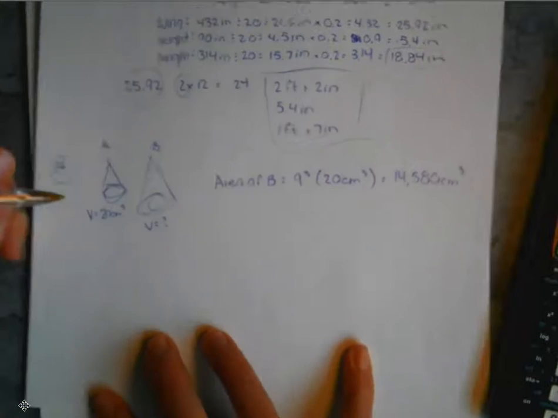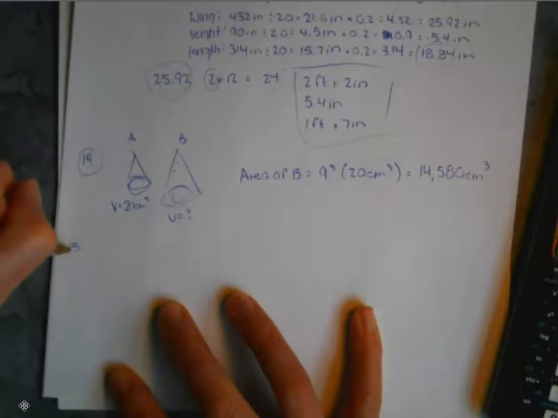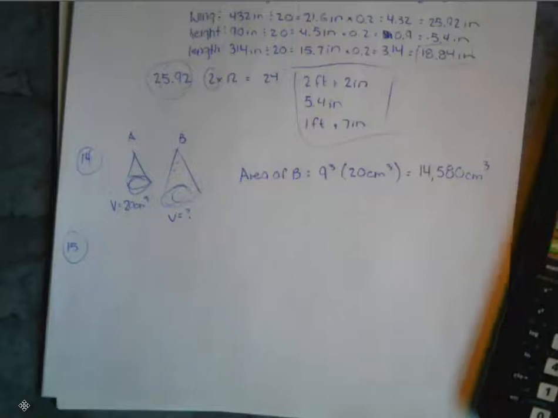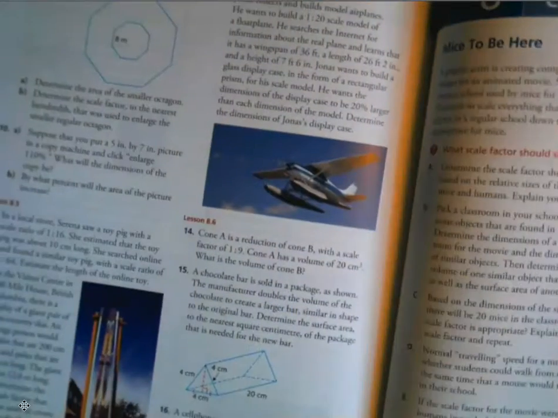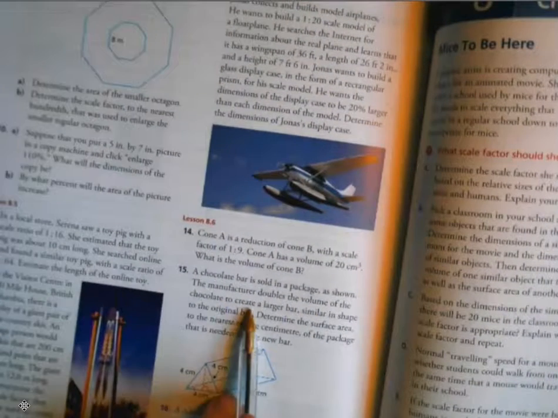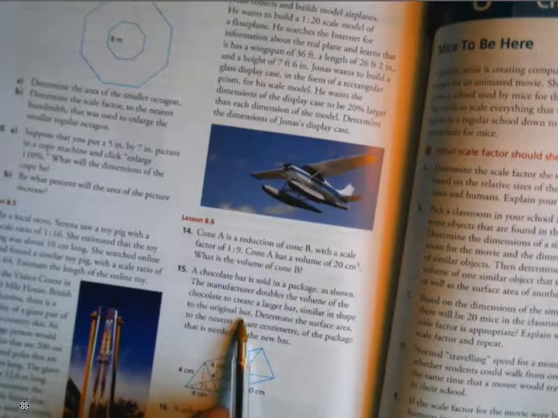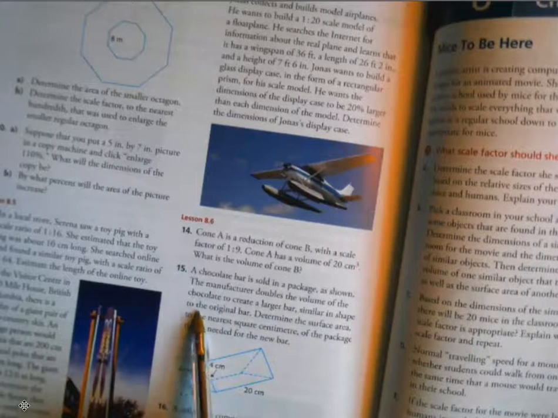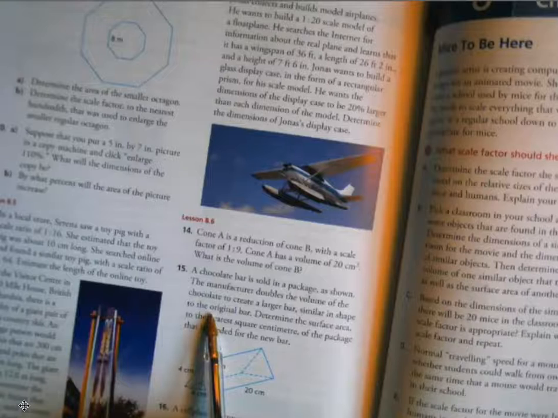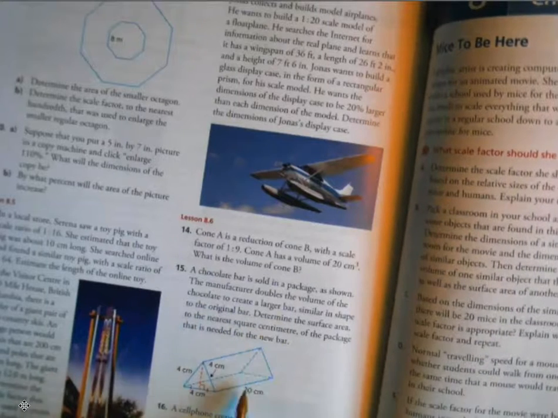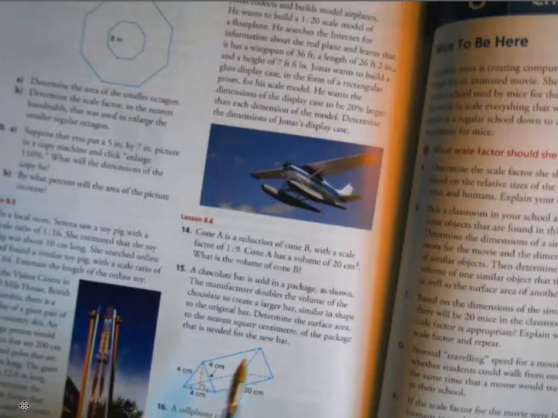Okay, number 15, this is our last question. A chocolate bar is being sold in a package as shown. The manufacturer doubles the volume of the chocolate to create a larger bar, similar in shape to the original bar. So similar in shape always means that you're going to be able to use a scale factor for this. Okay, and that all the sides should change by the same amount, essentially.